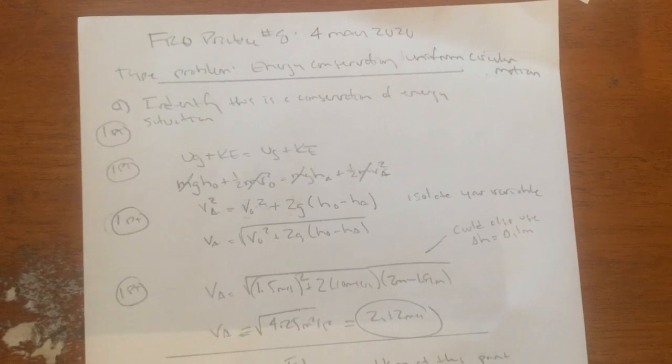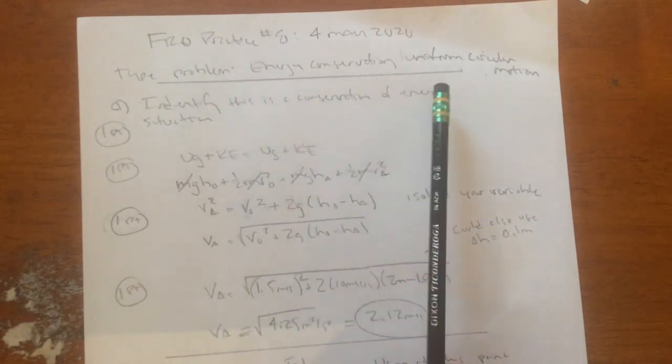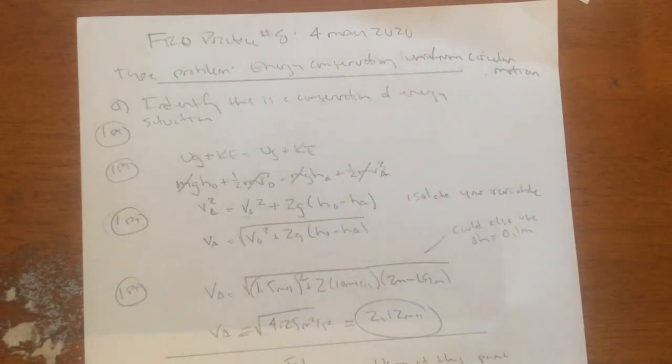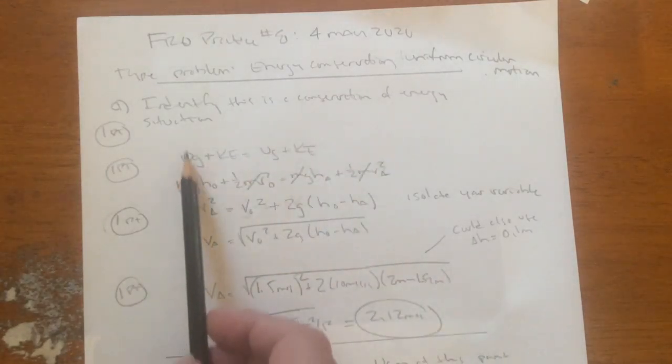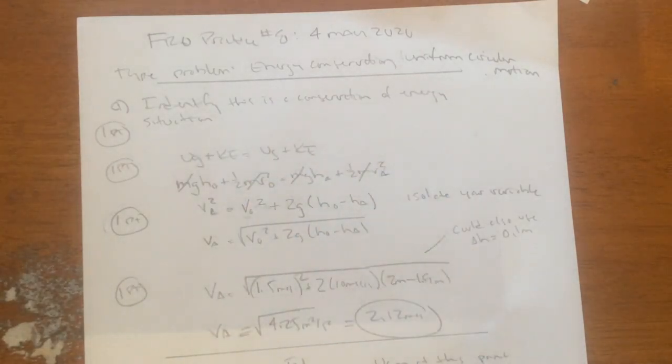So let's go. FRQ 8. Type of problem: energy conservation with a uniform circular motion twist. I think if you write that, it's going to keep you focused. So 1 point: identify the conservation of energy. State that. Easy money. Don't throw away a point.